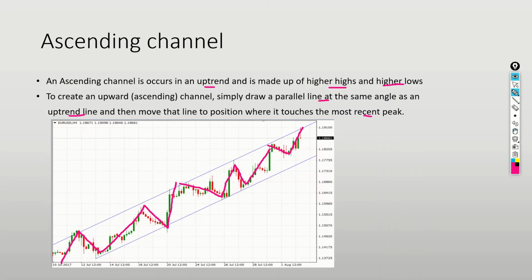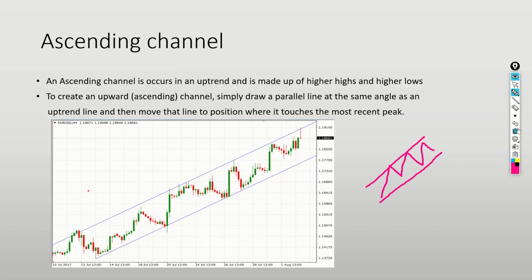So if we are to draw an uptrend line, when you're drawing an ascending channel or an up channel, you have to first draw what we call a trend line. And then after drawing this trend line, you draw a parallel line to this trend line like that. And this is what we call a channel. Then the price will be moving within this channel.